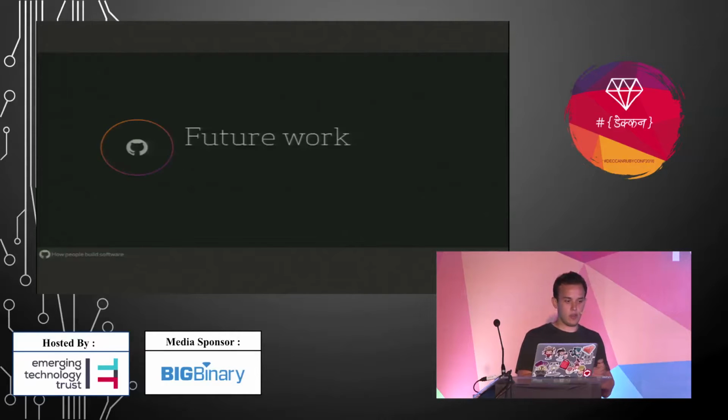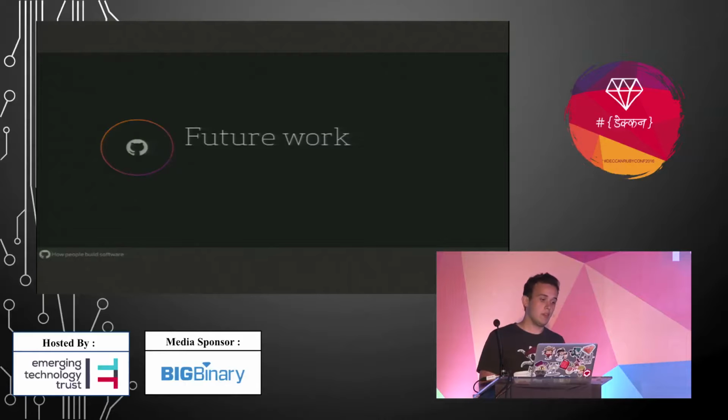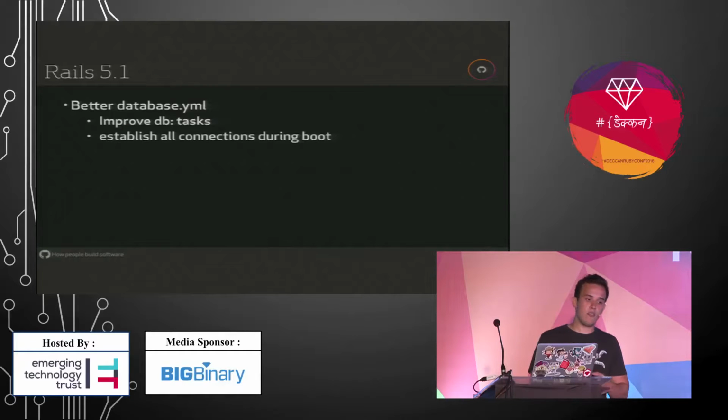So let me spend, I don't know, 2 minutes talking about future work and what I want to do to make this even better in Rails 5.1. This is the first bullet point that I'm working on right now. Actually, I have a patch for this already, I just didn't commit it to Rails yet. It's a better database YAML. We want a better database YAML because of other things, like improving the DB tasks.